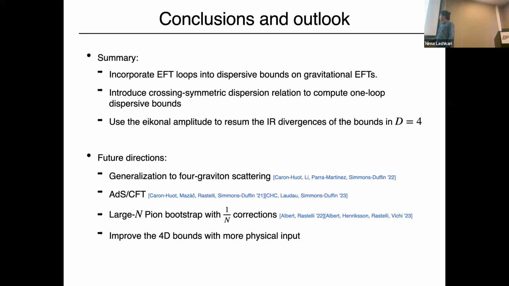And there's an analogous story in the pion bootstrap, where you have some large N in QCD, and then you can basically do the same thing to constrain the pion scattering at low energy. And in that case, you can ask a similar question: can you include 1/N corrections? That would be the analogous one-loop effect. And finally, it would be nice to improve this eikonal argument with more physical input, and hopefully replace the IR cutoff with a physical scale. I'll stop here. Thank you.